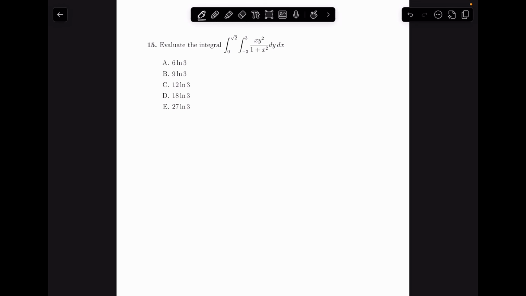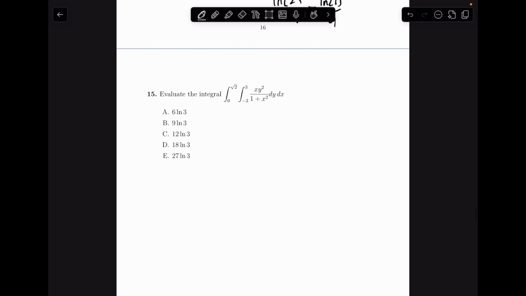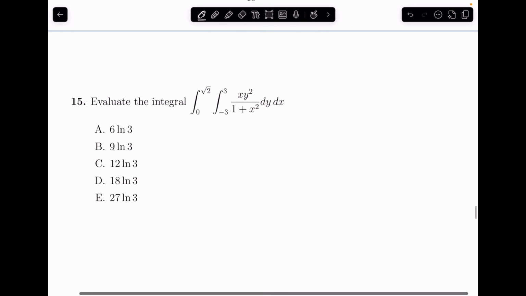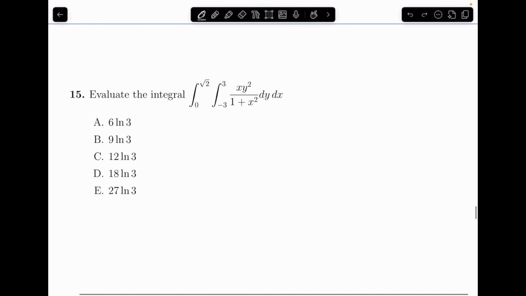Question 15, evaluate the integral from 0 to square root 2, -3 to 3, of xy squared over 1 plus x squared, dy dx. Okay, well, I noticed something kind of nice here. Well, it's not exactly nice, but it's not the worst. Our bounds are all constants, and we can rewrite what we're integrating as a product of two functions, which is x over 1 plus x squared times y squared.